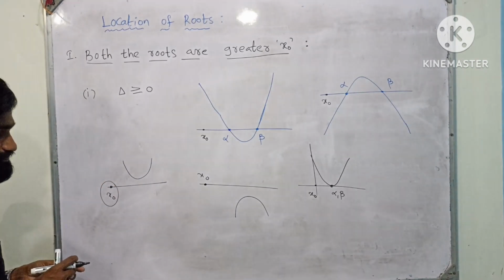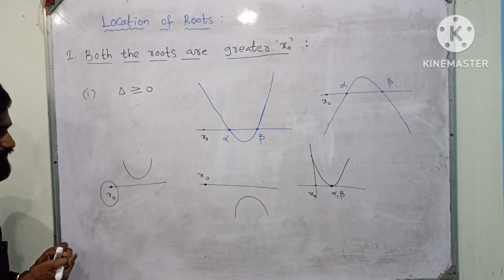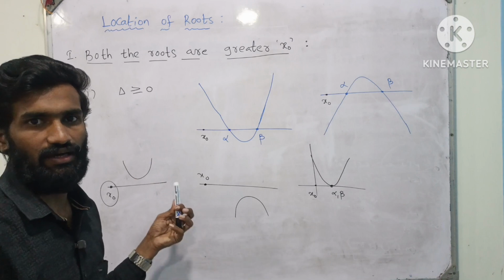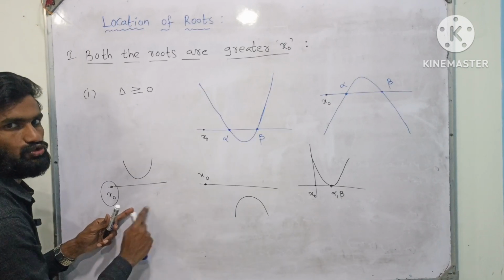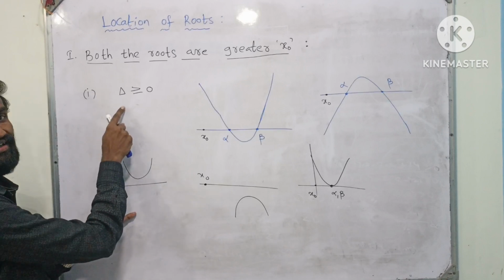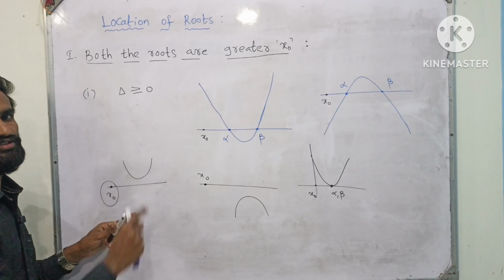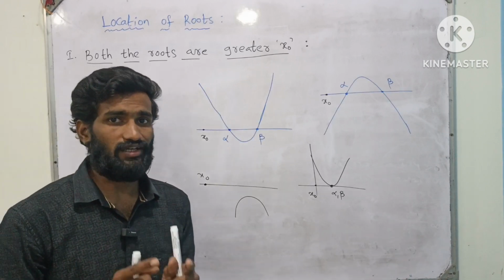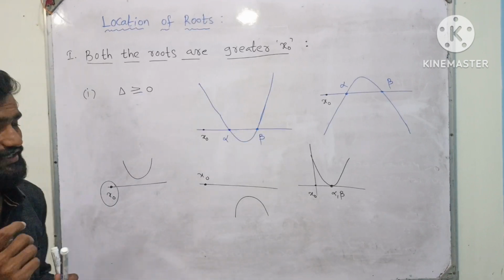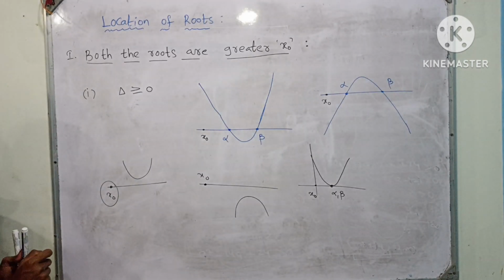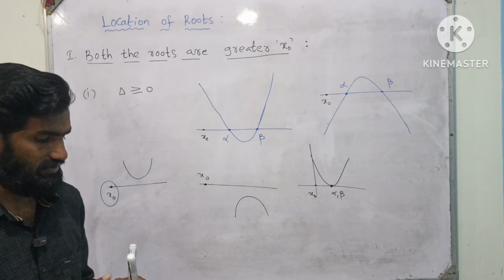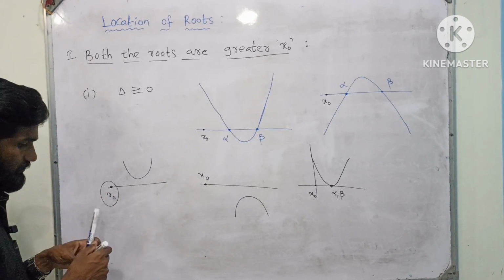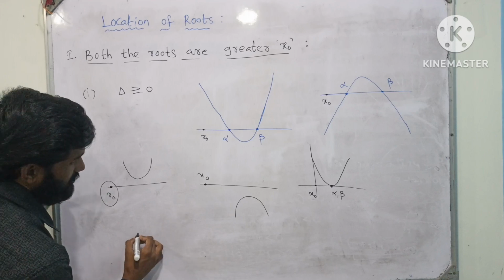Okay. Now, here this is the false case, so we have to eliminate it. If we want to eliminate these two false cases, we have to take discriminant greater than or equal to 0. This is the first condition. Now what is the second condition here? The second condition, here I am going to draw another false case.